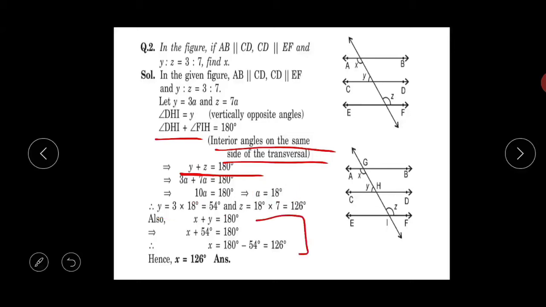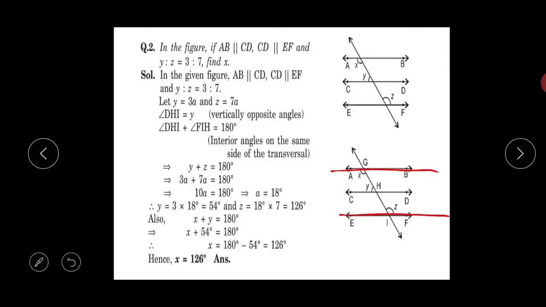It is up to your choice, you can follow the method that they have mentioned here, or you can directly say that AB is parallel to EF, because AB is parallel to CD and CD is parallel to EF. That's why AB is parallel to EF. So if AB is parallel to EF, I can say that angle X is equivalent to angle Z by alternate interior angle again.